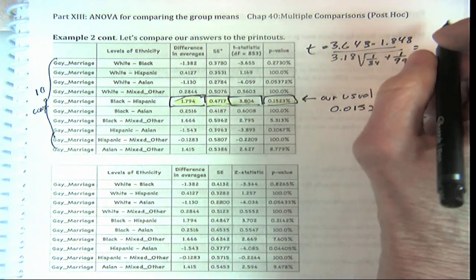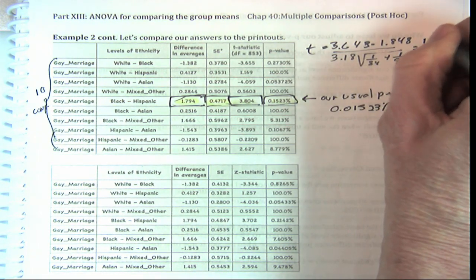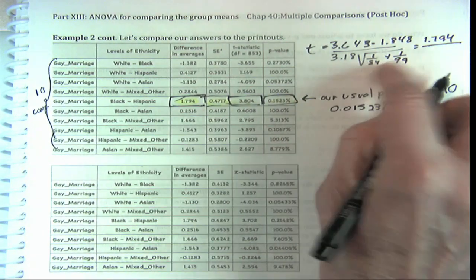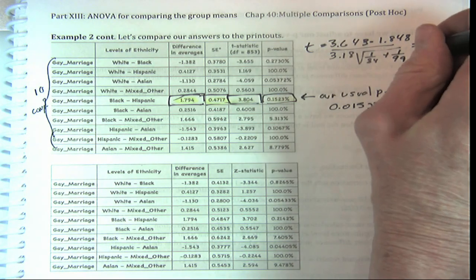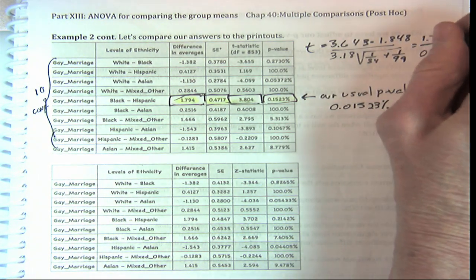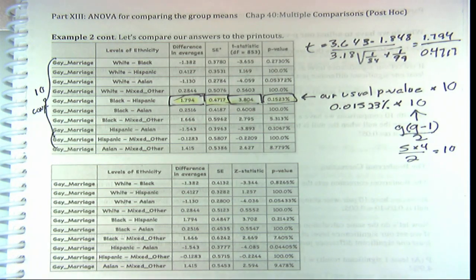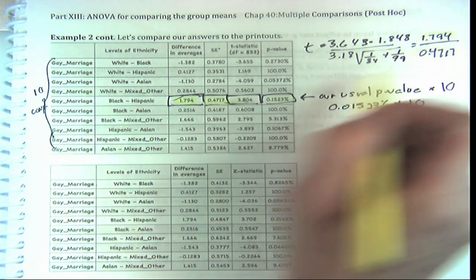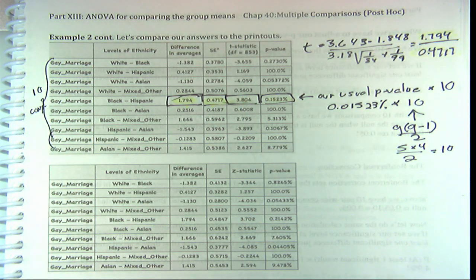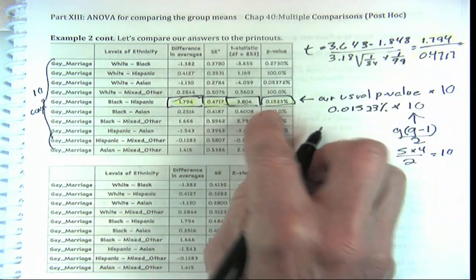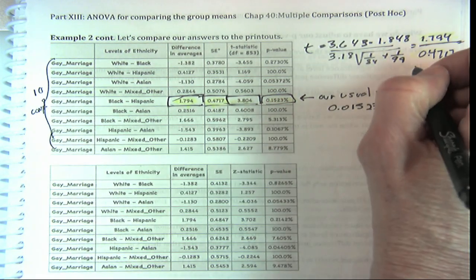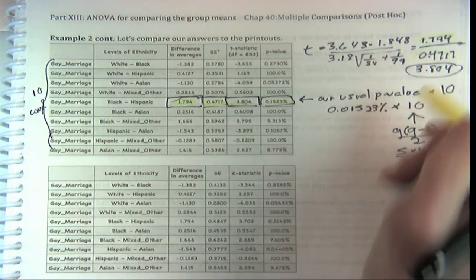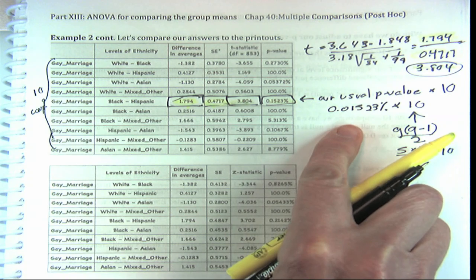So the numerator gave us 1.794 right there, and the denominator, this part, gave us that. There's just so many numbers, I don't want you to get confused with all these decimal places. So this right here is just that, and then we have this. And then when we did that, we got a t-statistic, exactly like what the printout says, of 3.804. And that's that. But then our p-value that we got was 10 times less.